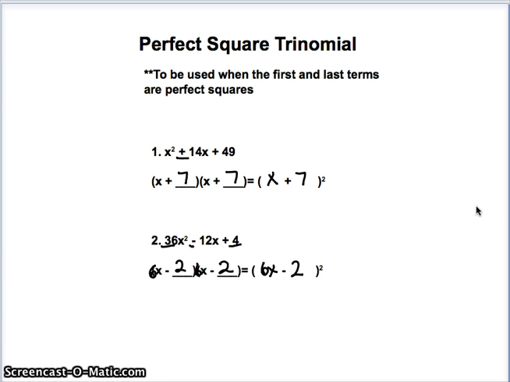There you have it. There's 3 wonderful methods for factoring. Now the fun begins. Take some time to practice on your own to master the 3 methods that we've learned today before you come into class tomorrow. Have fun!